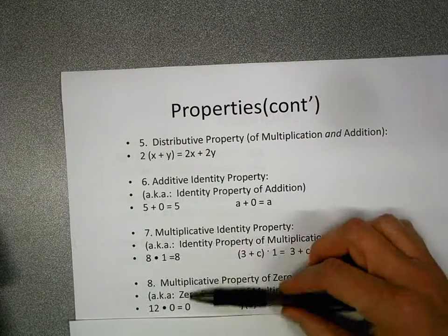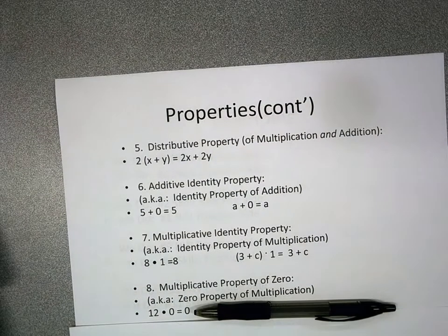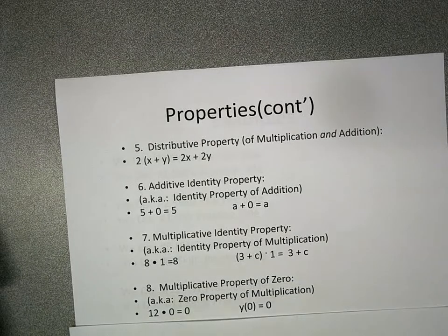So 12 times 0 is 0. You can have something like y times 0 is 0. Anytime you have something like that, you can even have an expression like 5y times 0 would be 0. You multiply anything by 0, you're going to get 0.